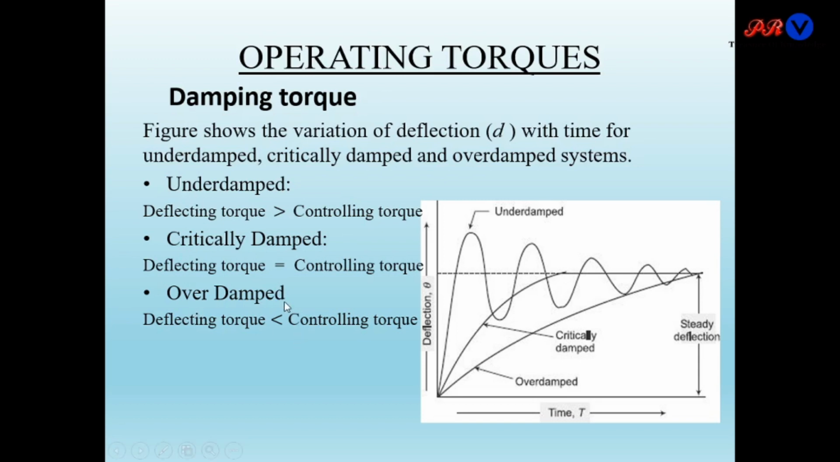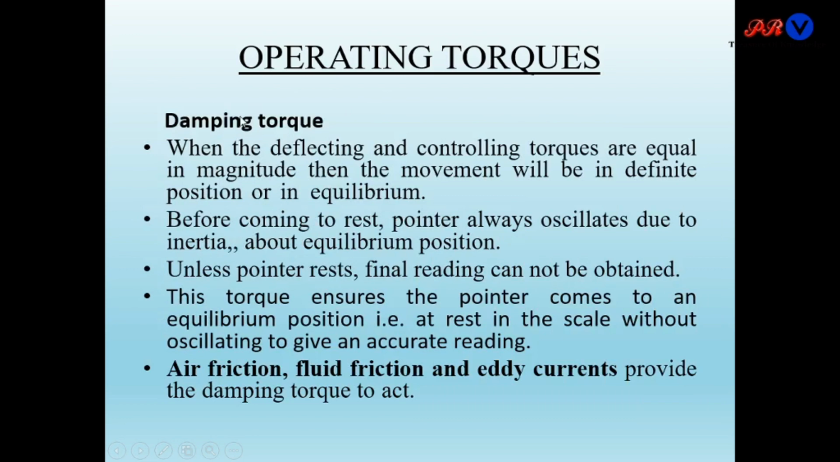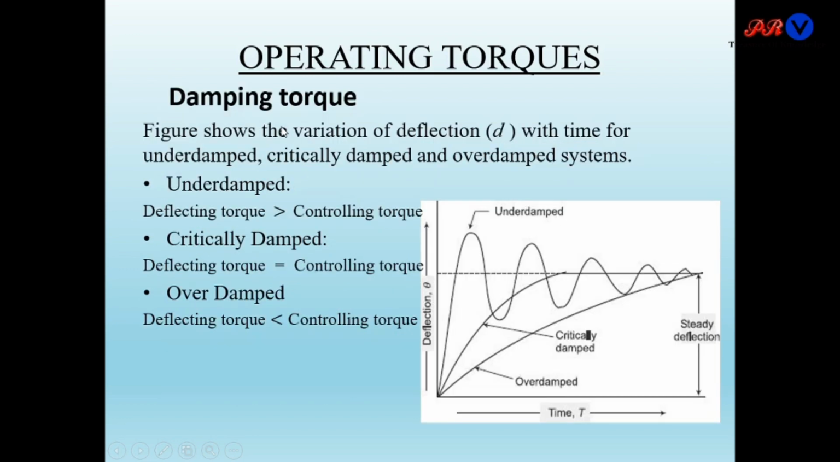And what is an overdamped system? In case of an overdamped system, deflecting torque is less than controlling torque, and so our system will reach its steady state after a long time, or it will take a long time to reach steady state. So these oscillations can be minimized by the damping torque, or damping torque is used to set the pointer in equilibrium position.